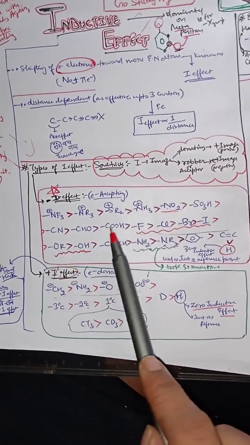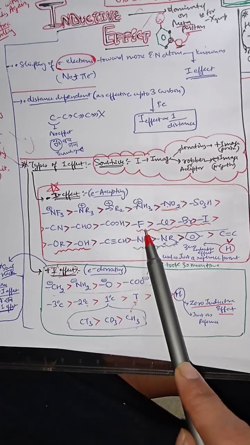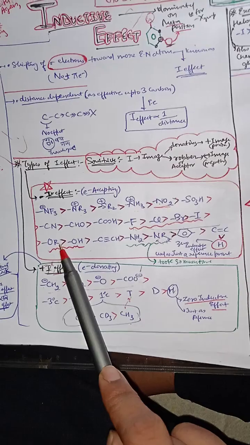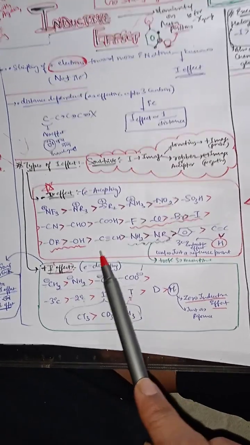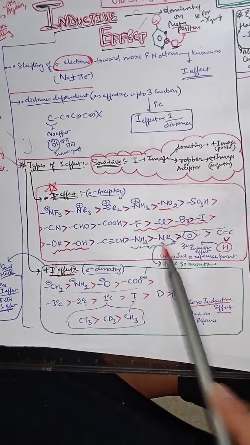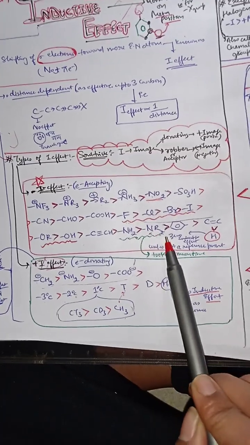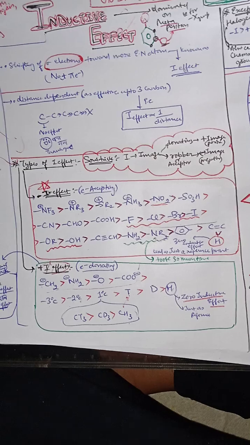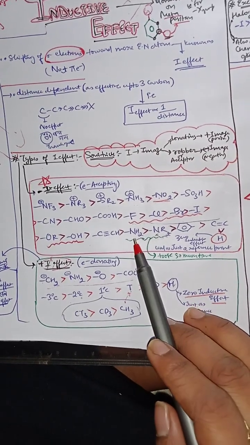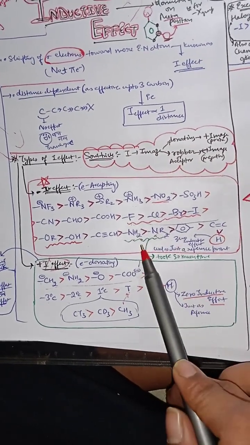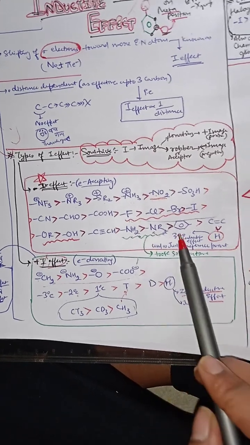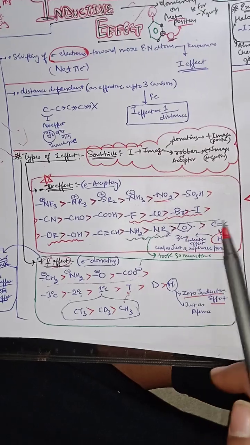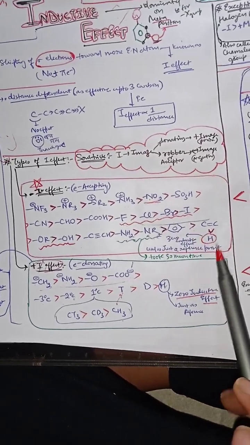These are seen in intermediate form in questions. Now fluorine more than bromine more than iodine more than OR. Alkoxy group more than alcohol group more than alkyne more than amine more than NR2. So keep in mind, NR2 has a lesser minus effect, even lesser than amine. Okay, so NR2 more than phenyl more than alkene more than hydrogen.